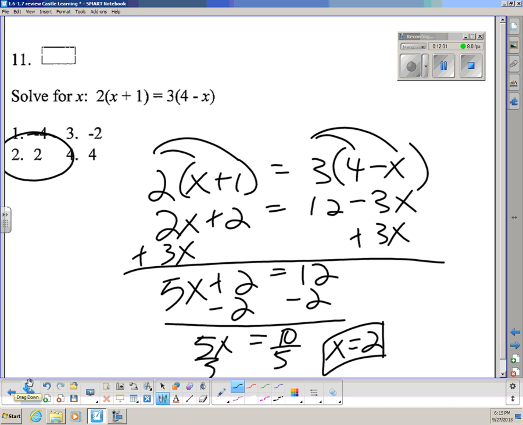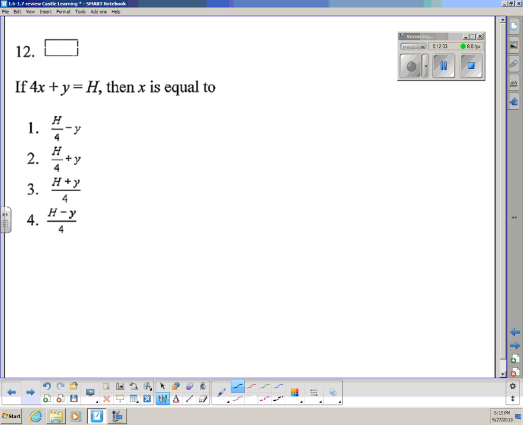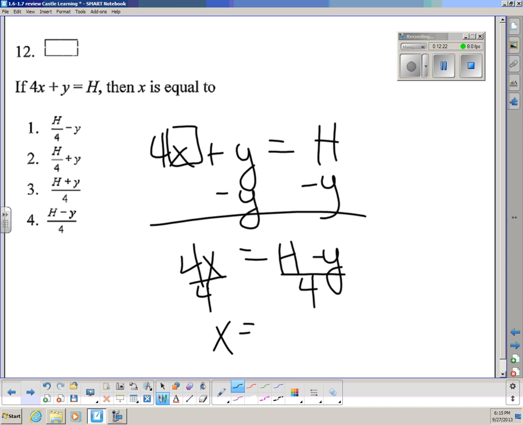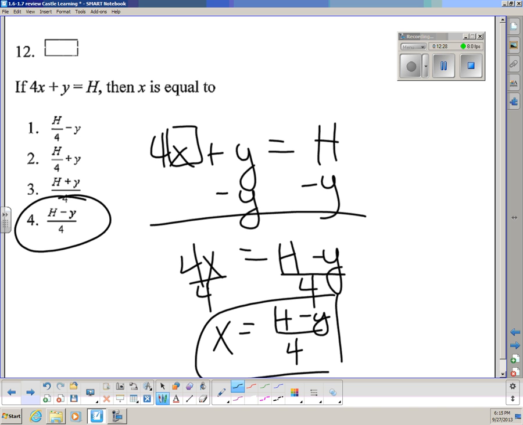Choice 2. All right, number 12. We have 4x plus y equals h. X is equal to... So we can subtract y on both sides. We get 4x equals h minus y. And we'll divide by 4. Looking at the choices, they have a big fraction bar. We have x is h minus y all over 4, which is choice 4.